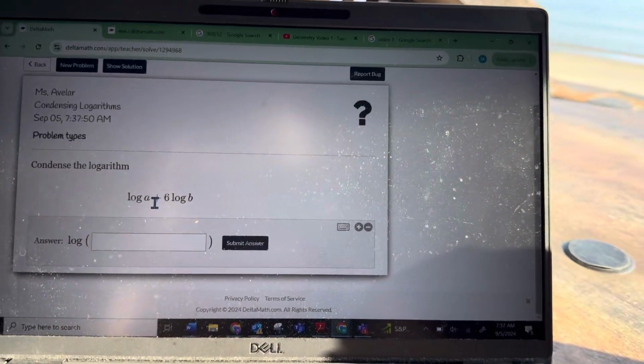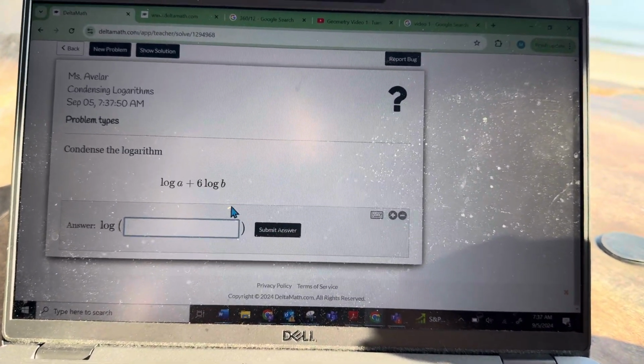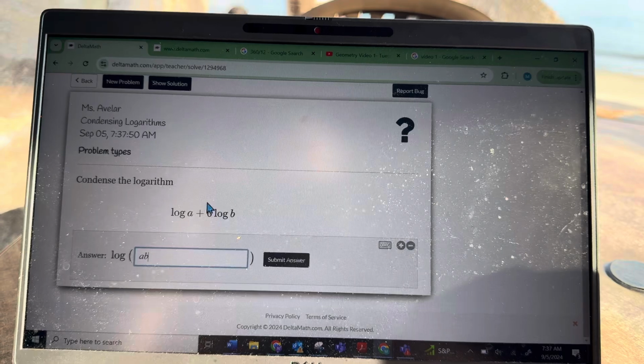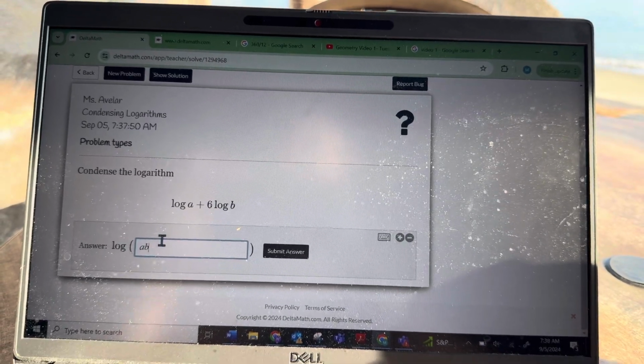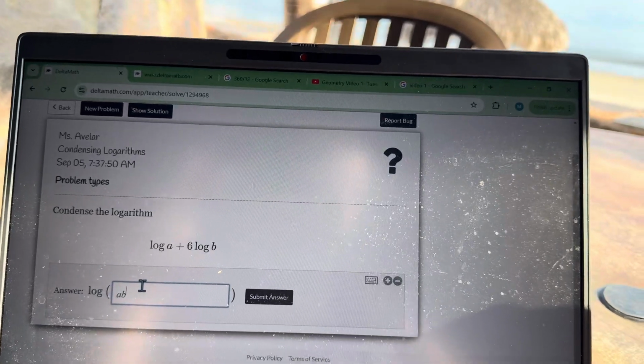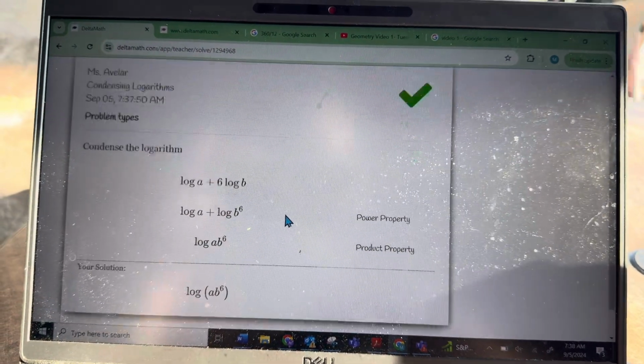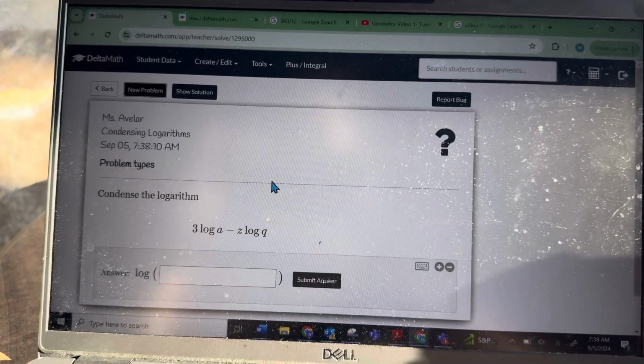See how it has a plus sign? So now it's gonna change to multiplication. So what's multiplying A and B? So I'm just gonna put AB, but the 6 belongs as the exponent of the B. So I'm gonna put shift 6 and put a 6. And that should be the right answer. So let's check. Correct. Okay, let's do another one.